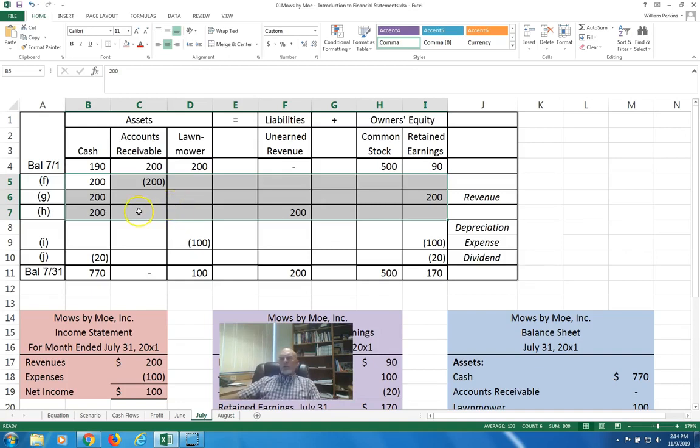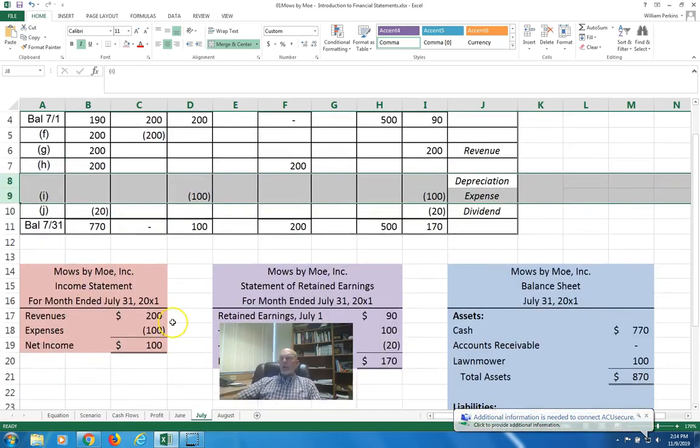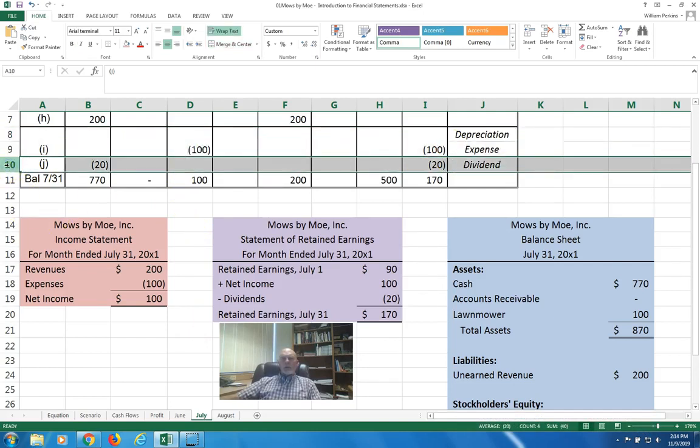When we get to the end of July, we need to depreciate the lawnmower, another 1/3 of the lawnmower has expired, so we're subtracting 100 from the lawnmower column and subtracting 100 as depreciation expense. And then finally, at the end of July, we paid a $20 dividend to the owner. That decreased cash. It also decreased how much of the retained earnings we're keeping, so we subtracted that.